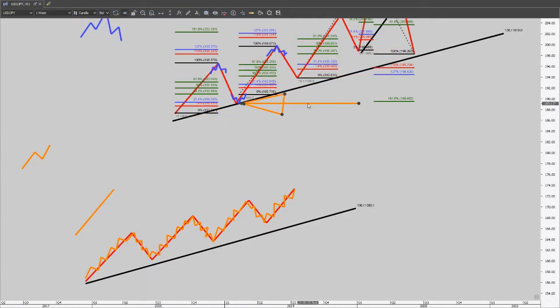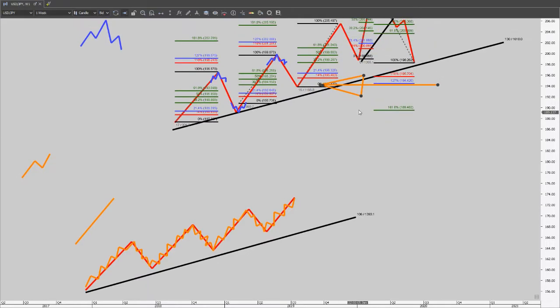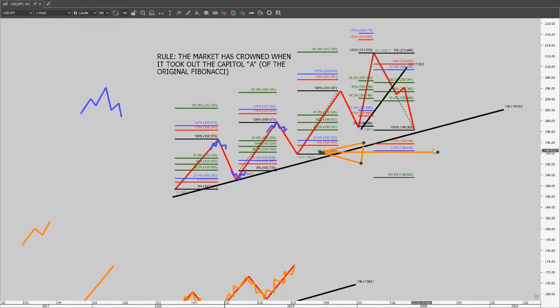And again, A goes to C, B goes to D, and again we are going to have a crown at capital A, capital B, capital C, capital D. Okay, so this is for the beginner trader who has difficulties finding crowns. Okay, so the market has crowned when it took out the capital A of the original Fibonacci.